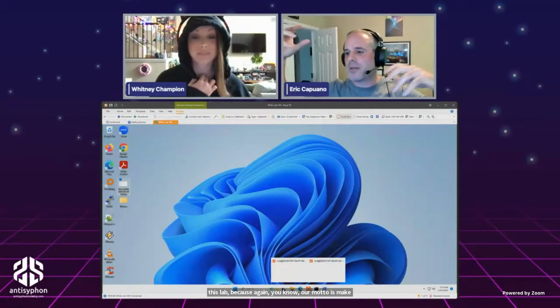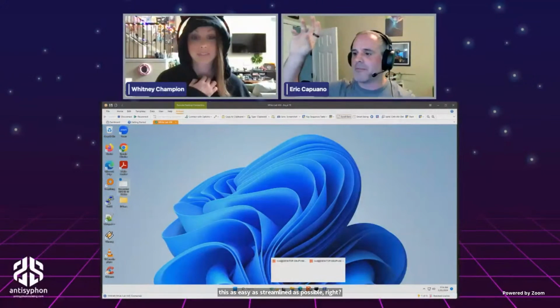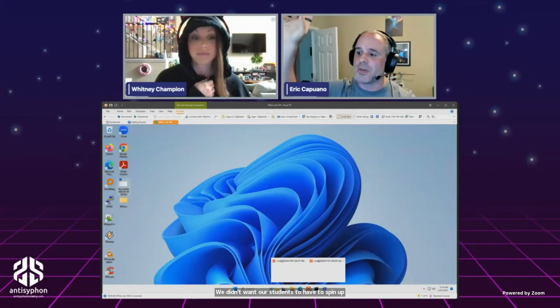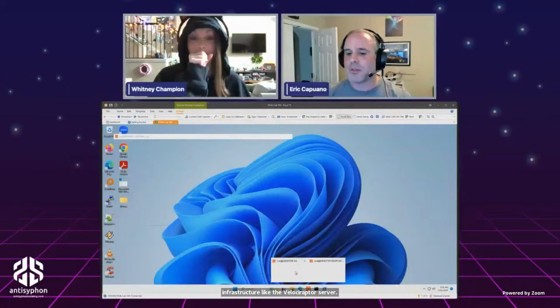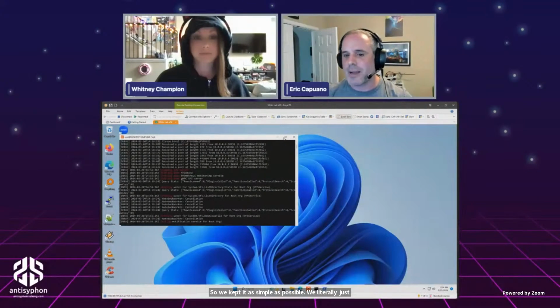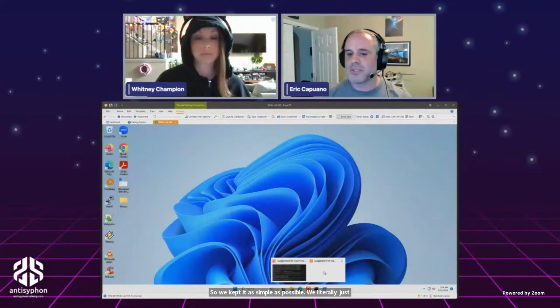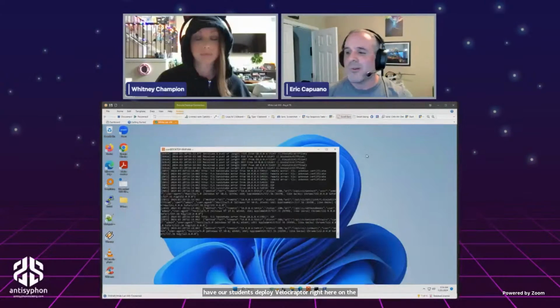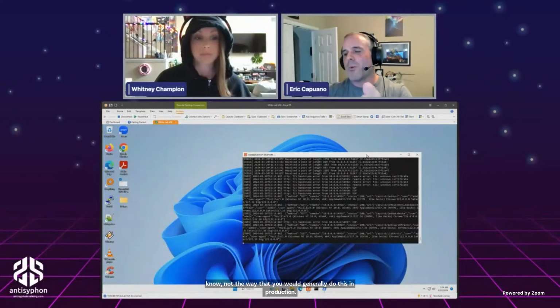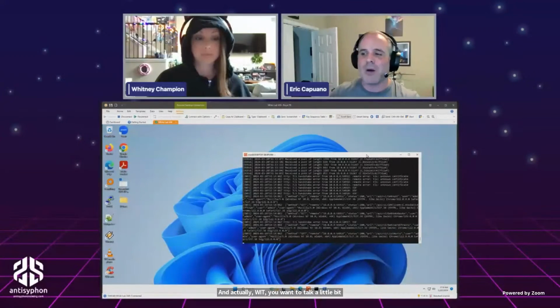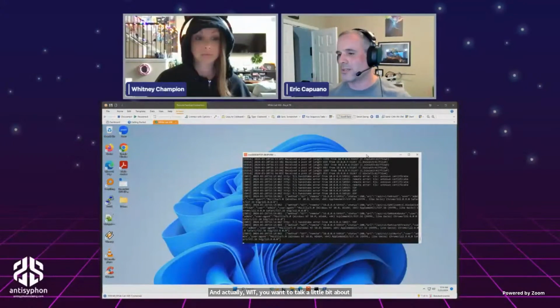We didn't want our students to have to spin up other infrastructure like a Velociraptor server. So we kept it as simple as possible. We literally just have our students deploy Velociraptor right here on the Windows Subsystem for Linux on this VM, which is not the way that you would generally do this in production. And actually, Whit, you want to talk a little bit about why we did it this way and how we would generally do this in a real world situation?